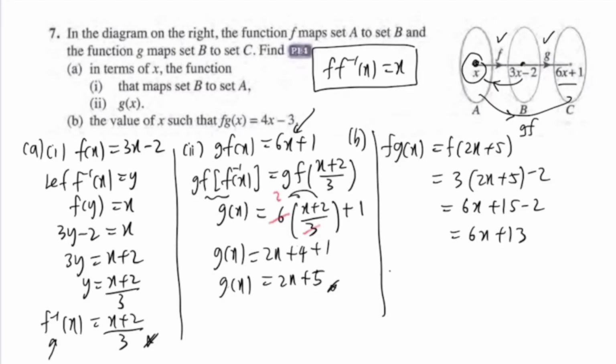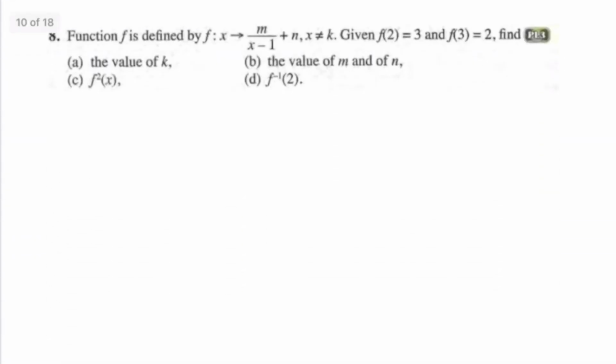And we know our fg(x) is now 4x minus 3. So I'm going to put 4x minus 3 here, right? Bring over. This will be 16 equals to x. Okay, negative 16 equals to x. That's number 7. Okay, moving on to number 8.